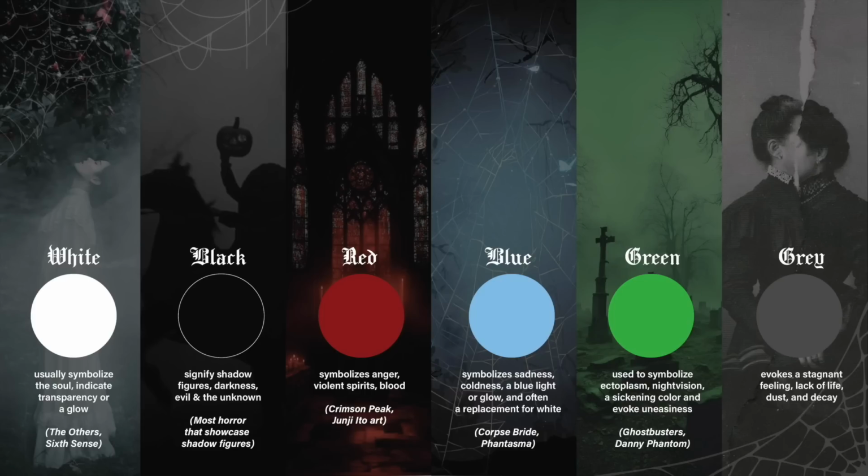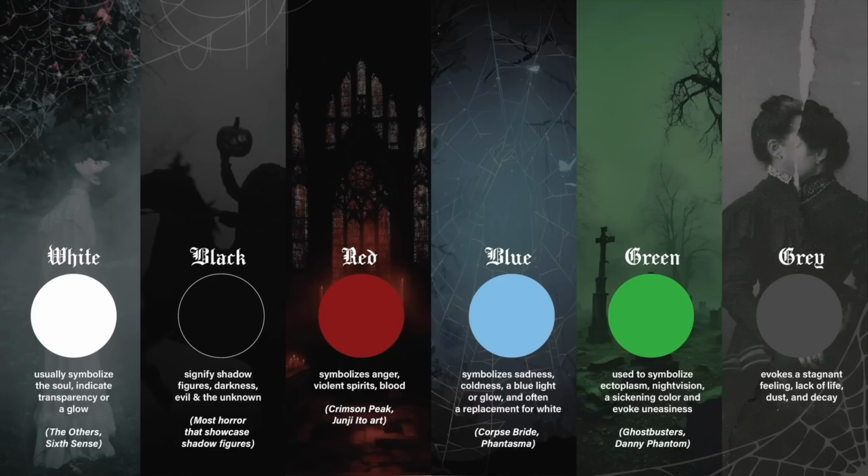Don't do a contrast. Do all black to evoke this idea of a spirit. Red can also evoke that feeling as well. You still have to be a little careful because this idea of dressing ghostly is to look intangible. But sometimes red can evoke this ghostly look and feel. It symbolizes an angry spirit, a violent spirit, and also blood. Think the movie Crimson Peak or Junji Ito art.